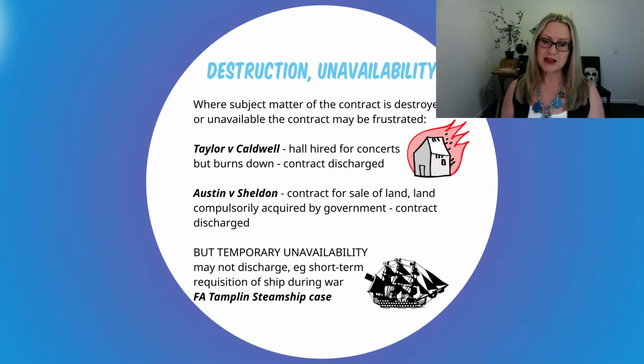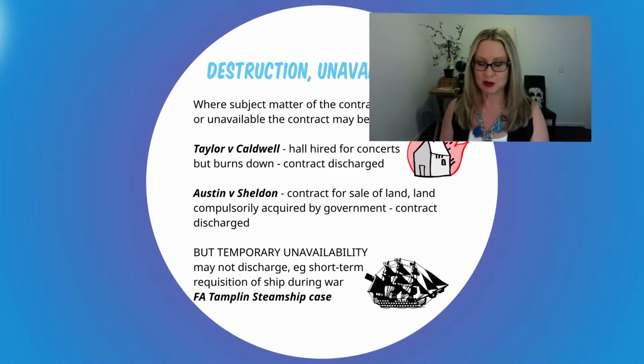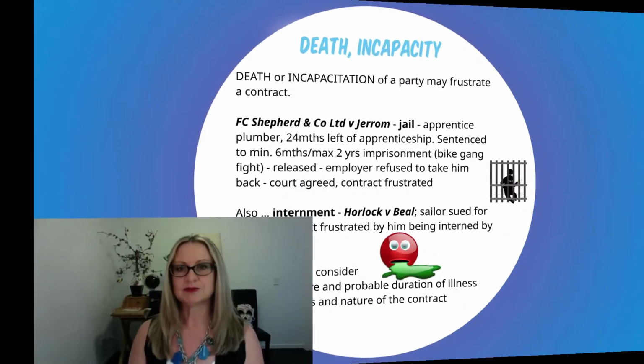In the F.A. Tamplin case, we had a steamship, a relatively lengthy contract there, and a short-term requisition in terms of the government's requirements during wartime didn't frustrate the contract. So you're getting a kind of feel for things. This will lie on that side of the line and therefore the contract will be frustrated, but if it's going to be something temporary, there's still quite a bit of time left to run on the contract, then it may not frustrate the contract itself.